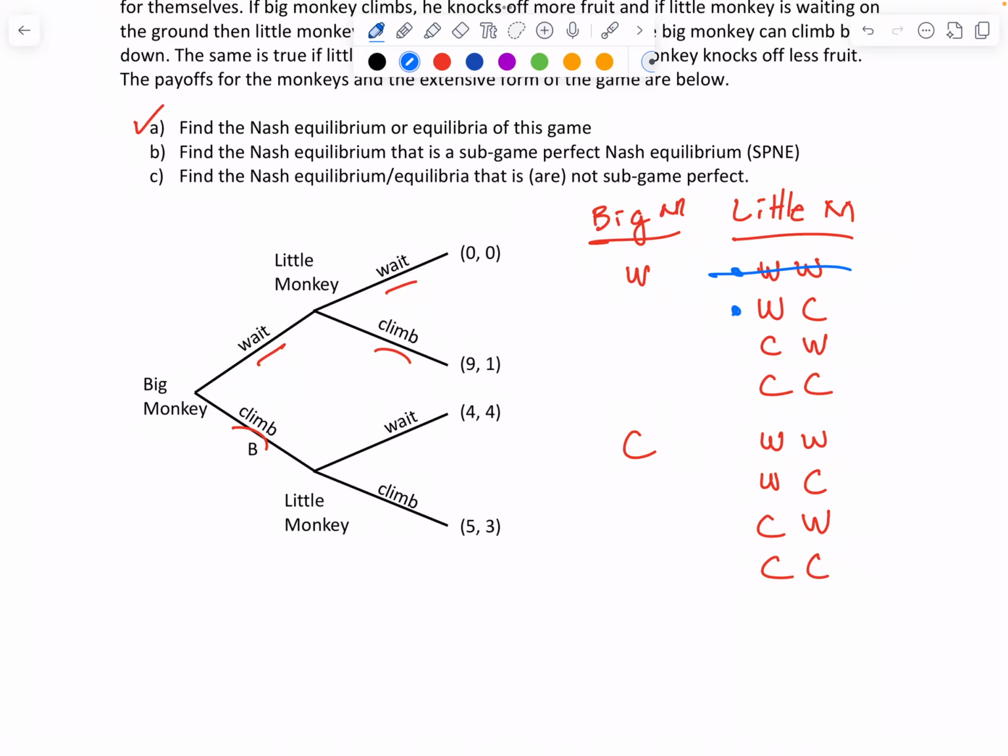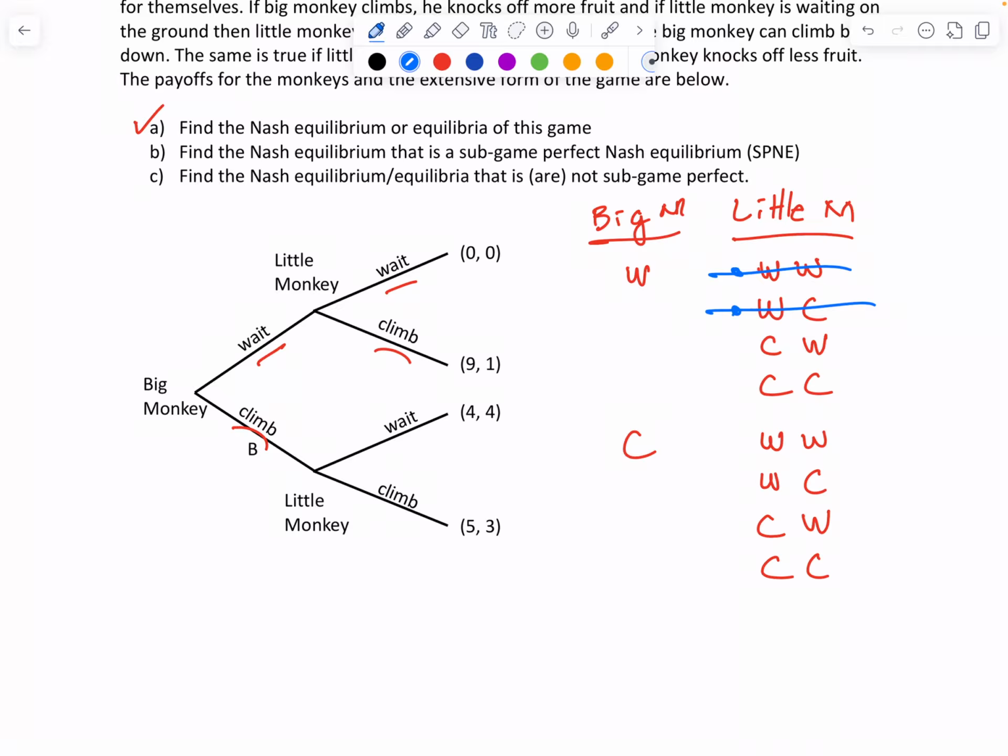In this case, big monkey waits. Little monkey waits up here and then climbs down below on the second game tree. Well, we already know little monkey is not going to wait up here. We already know little monkey will always want to climb up here, so we can cross this one off too. Okay? All right. So let's move on to the third one.